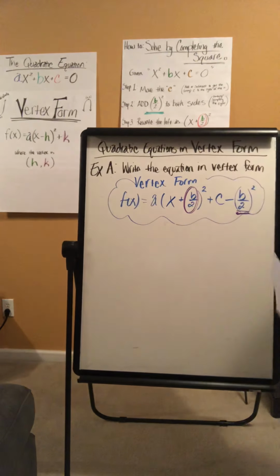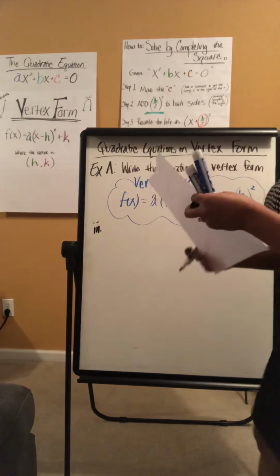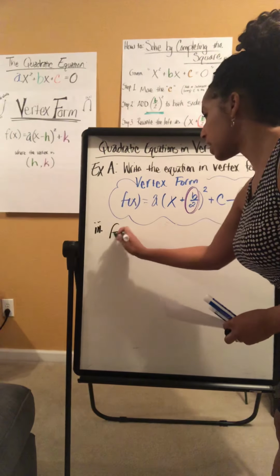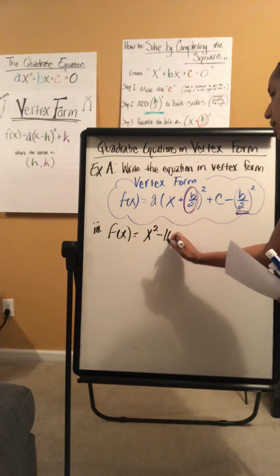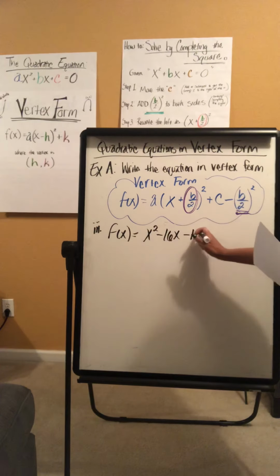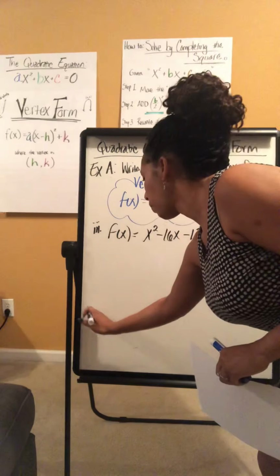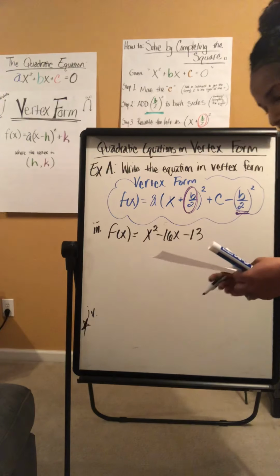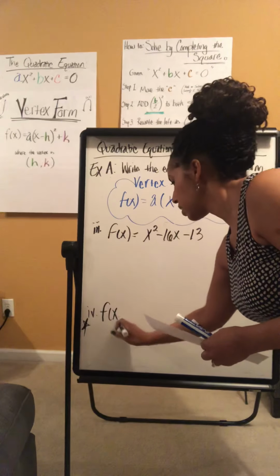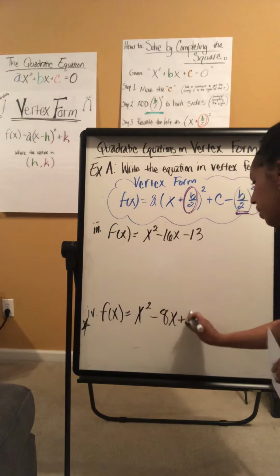All right, so example 3. Let's do a 3 and a 4. f of x equals x squared minus 16x minus 13 will be our 3. And then 4, let's actually make a star for you. So 4 will be f of x equals x squared minus 8x plus 15.